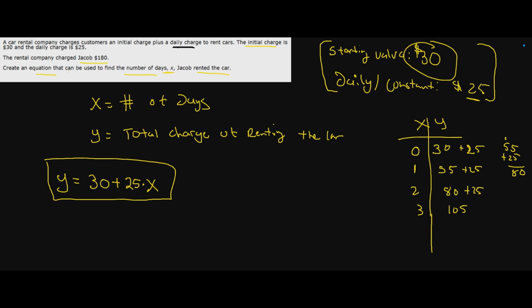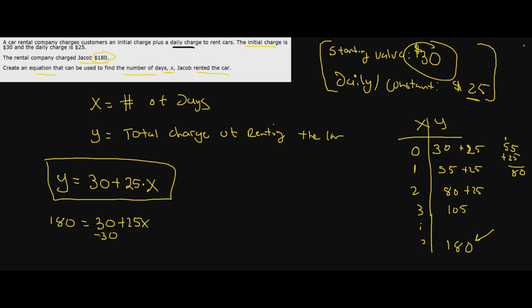Now, the rental company charged Jacob $180, and we want to find the number of days. So the company charges him $180, and we want to find how many days it took. Well, the 180 represents y. So plug in 180 for the y, and we can solve this.